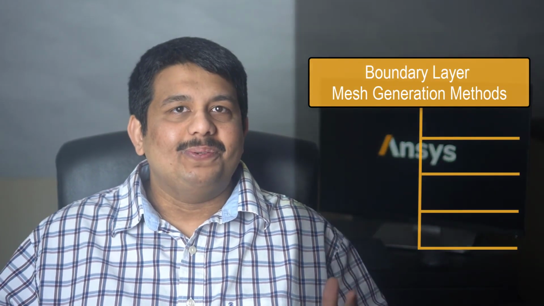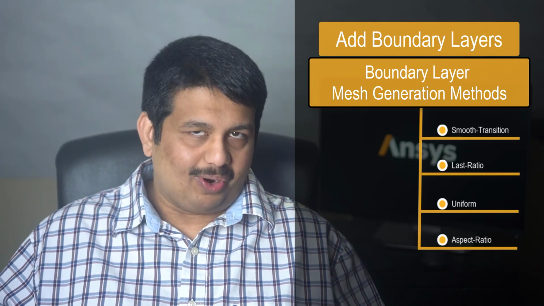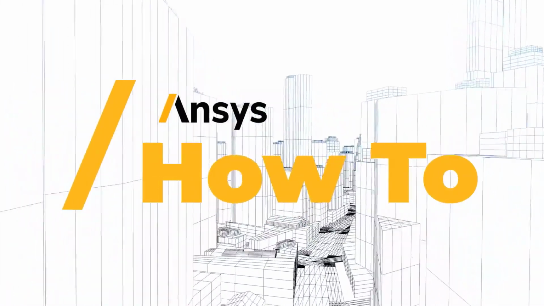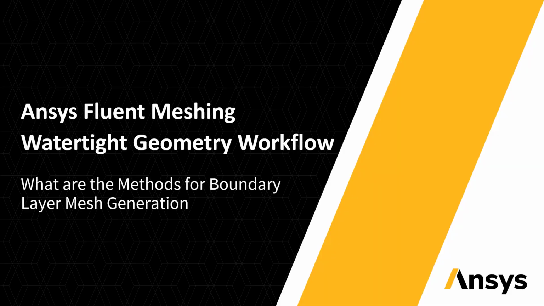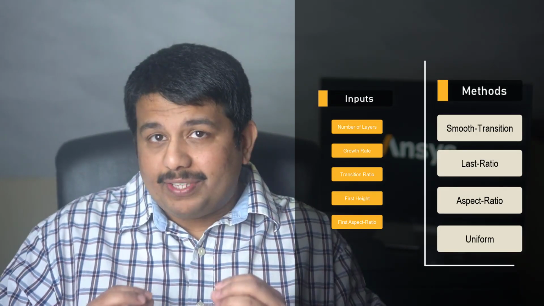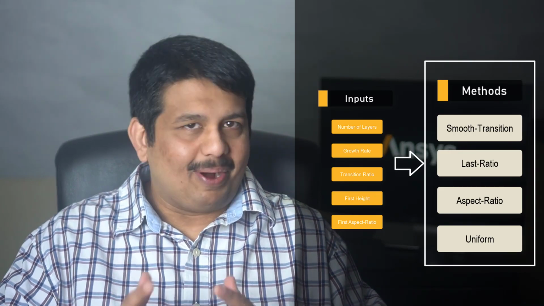Hello and welcome. In this lesson, we will go into detail and discuss the different types of methods that can be used for boundary layer mesh generation using the add boundary layers task in the Ansys Fluent Meshing Watertight Geometry Workflow. Let's get started. By now, we know the definitions and the role of various inputs in the add boundary layers task. Please refer to the previous lesson in this course if you need a refresher. Now, let us look at the offset methods which use these inputs to determine the boundary layer mesh generation.